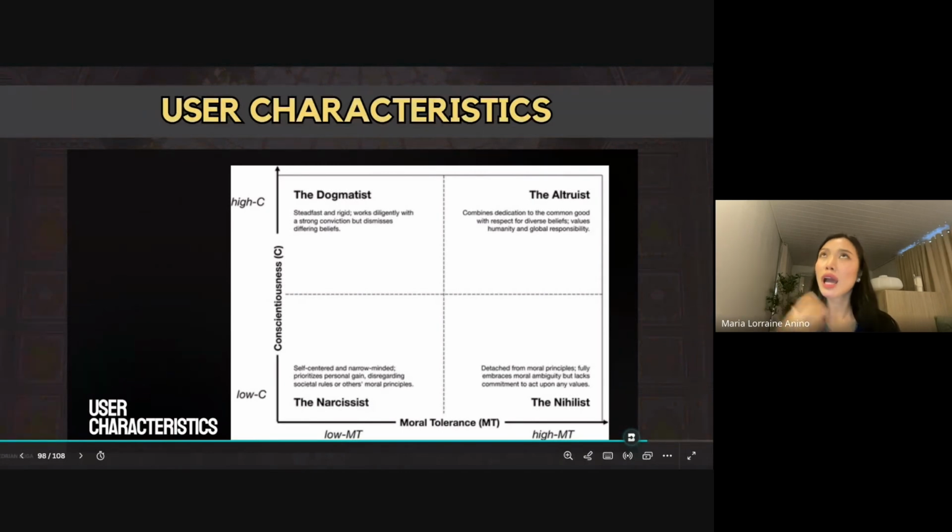They believe what I am saying is what's right. However, although your intention is good, your approach is wrong. Okay. So for example, a social media user, a person who always argues online, saying, "Ako ra gyud ang tama, the rest are wrong." Although they might be sincere, they come across as rigid and close-minded.